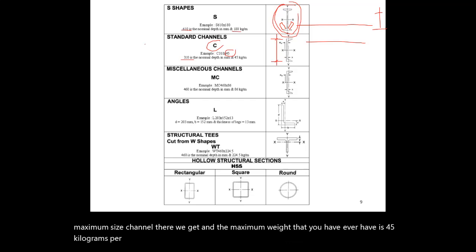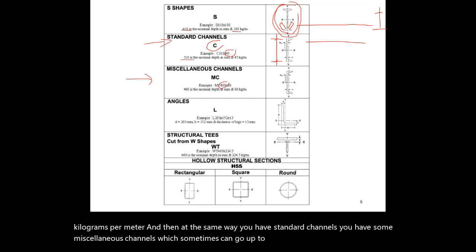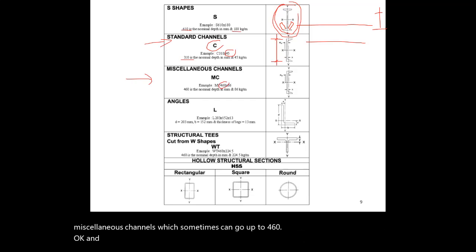In the same way that you have standard channels, you have some miscellaneous channels, which sometimes can go up to 460. Like I said, if you're going to start using the miscellaneous because it satisfies your design, you'd better make sure they're available.